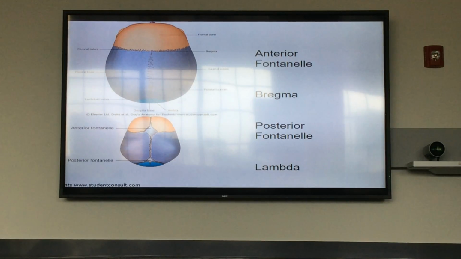But for the most part, that is the calvarium, also known as the skull cap. All right? You should be familiar, okay, with these regions here. Be familiar with bregma, be familiar with lambda. Know that bregma is the anterior fontanelle, and lambda is the posterior fontanelle. Okay?